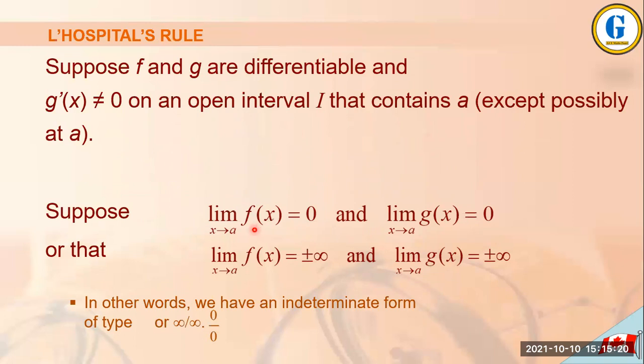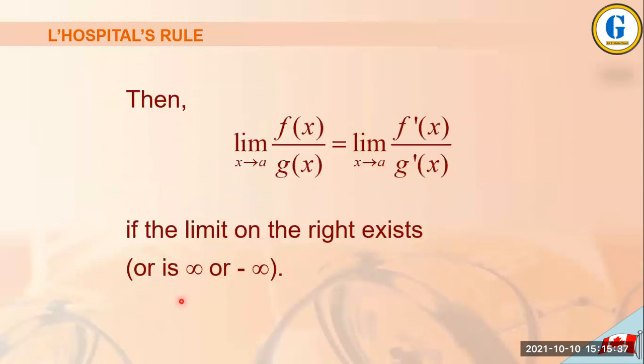If the limit as x tends to a of f(x) is 0 and the limit of g(x) as x tends to a is also 0, or the limit of f(x) is positive or negative infinity and g(x) is also positive or negative infinity, and we end up with the type 0 over 0 or infinity over infinity, then we can apply L'Hopital's rule as follows. This limit can now be written as the limit of f(x) over g(x) as x tends to a. In the case where we had 0 over 0 or infinity over infinity, it should be equal to the limit of f'(x) over g'(x) if the limit on the right exists.